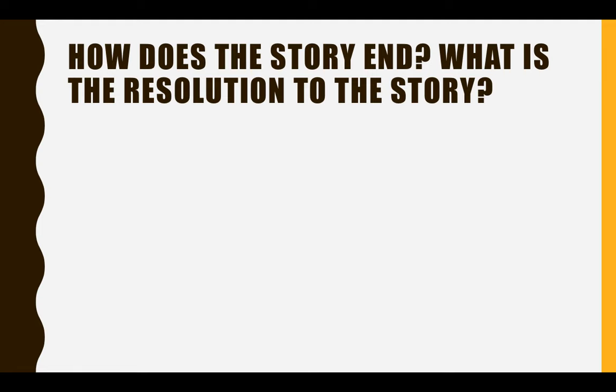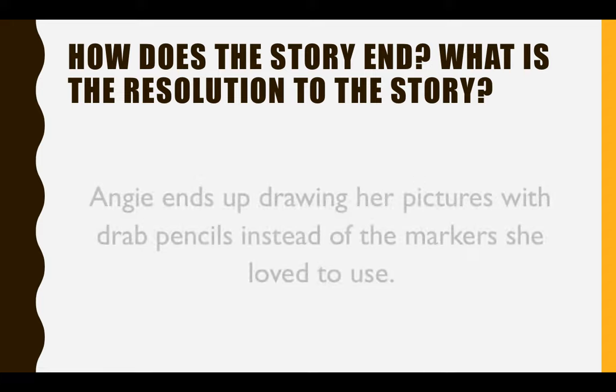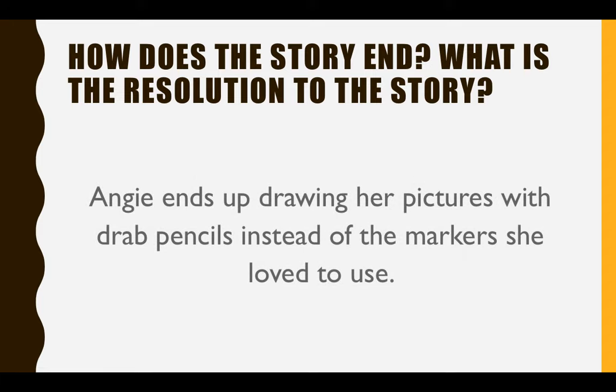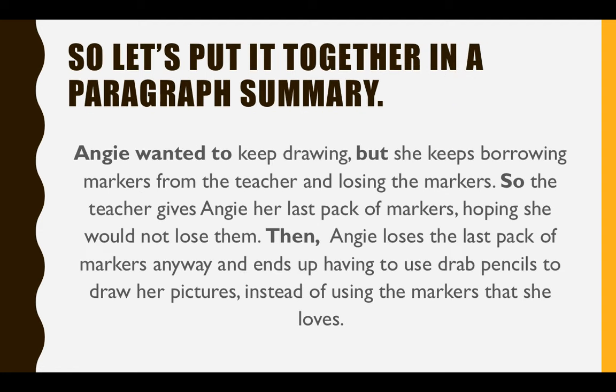So, how does the story end? What's the resolution? Angie ends up having to draw her pictures with drab pencils instead of using the markers that she loves to use. Now, let's put it together in a summary, a paragraph. Angie wanted to keep drawing, but she keeps borrowing markers from the teacher and losing the markers. So, the teacher gives Angie her last pack of markers, hoping she would not lose them. Then, Angie loses the pack of markers anyway and ends up having to use drab pencils to draw her pictures instead of using the markers that she loves.